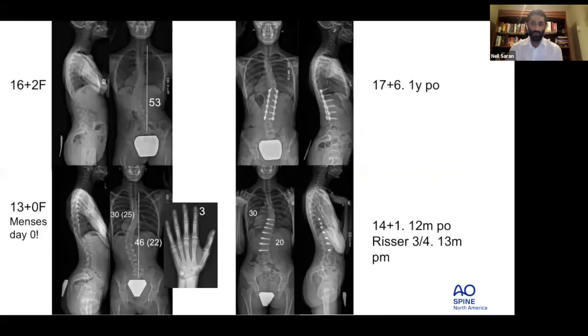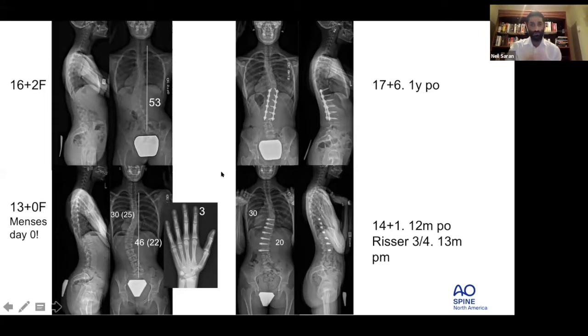Now, when you look at the lumbar cases, I think this is where a case can be made that this may have an even bigger benefit than in the thoracic spine. If you look at these two patients, there's a big age difference. One of them has literally just started menses on the day that I saw her at the bottom, and the other one's a 16-year-old who's fairly mature.